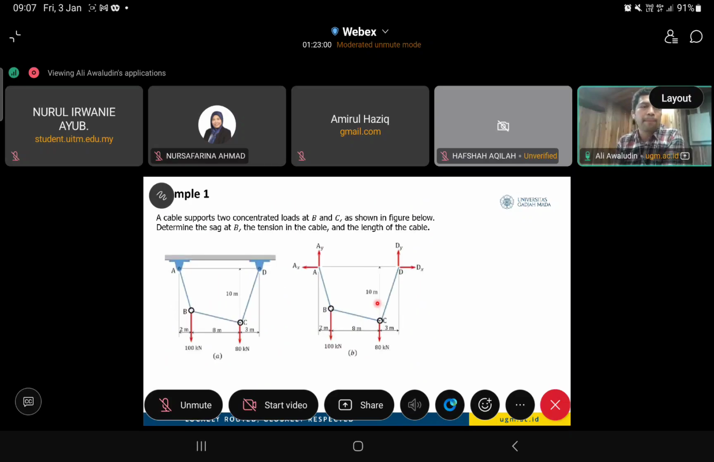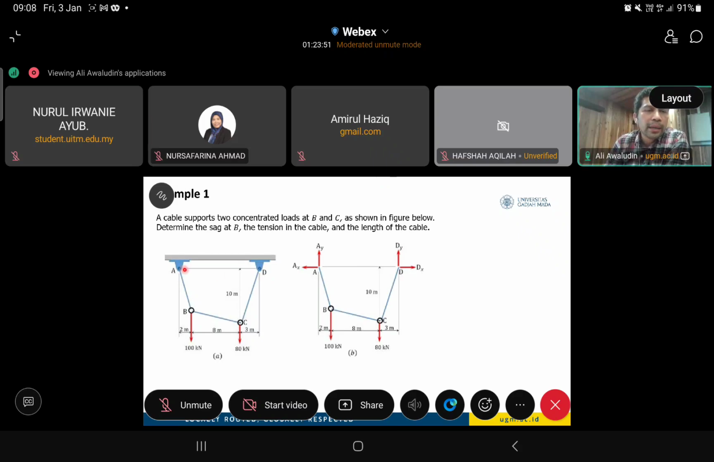So I'll show you a small example. Here we have a system of cable. A and D are the supports, horizontal with no inclination, so they are on a straight line. At B and C, we have forces of 100 kilonewton and 80 kilonewton. The horizontal distances from A to B, B to C, and C to D are shown. Here you have a clue that the vertical elevation of C with respect to D equals 10 meters. The cable supports two concentrated loads in the figure below. The question is how to determine the sagging at B.